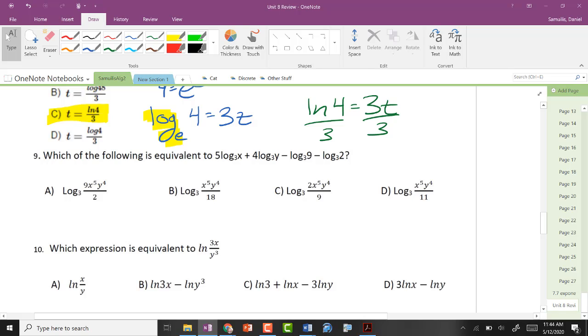You can actually calculate that number, but that's how we would do that if we don't have the calculation key. Okay, this one is a condensing. Remember, numbers in front are exponents. So that comes up, that comes up.